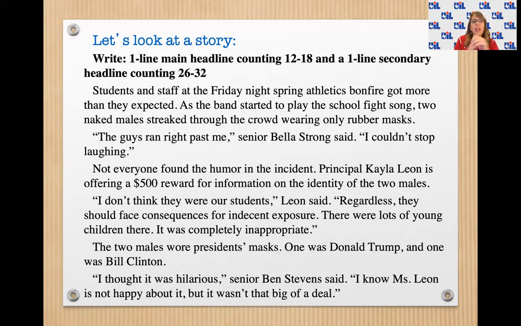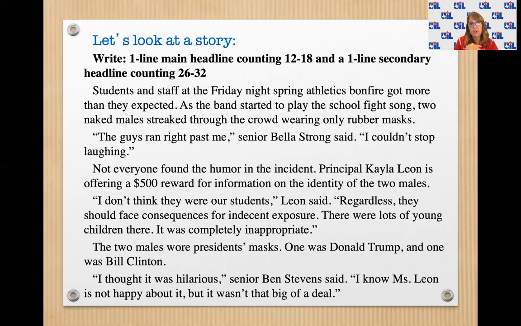Okay, here's our one-line main headline counting 12 to 18 and a one-line secondary headline counting 26 to 32. Students and staff at Friday night spring athletics bonfire got more than they expected. As the band started to play the school fight song, 2 naked males streaked through the crowd wearing only rubber masks. "The guys ran right past me," Senior Bella Strong said. "I couldn't stop laughing." Not everyone found humor in the incident. Principal Kayla Leone is offering a $500 reward for information on the identity of the 2 males.